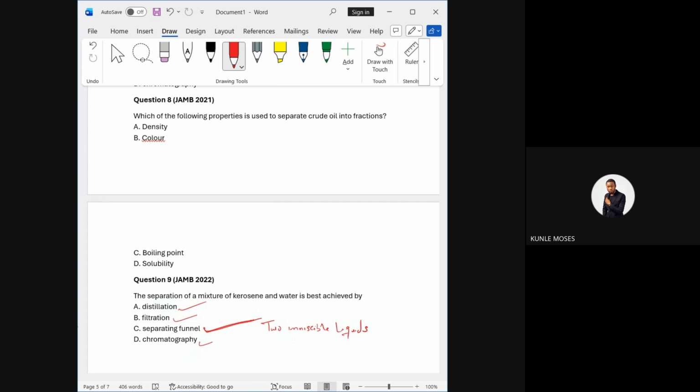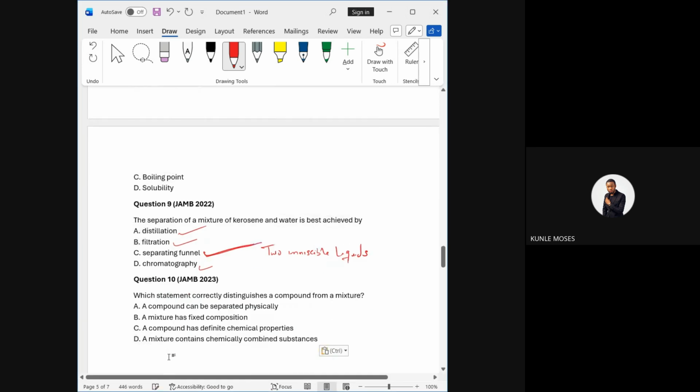So I have a question here, which is the last question. I just saw it now. After this one, we'll call it a day. Anybody can answer this if you know it. Which statement correctly distinguishes a compound from a mixture? Anybody? Put your hands up in the air. Answer it. Any idea?